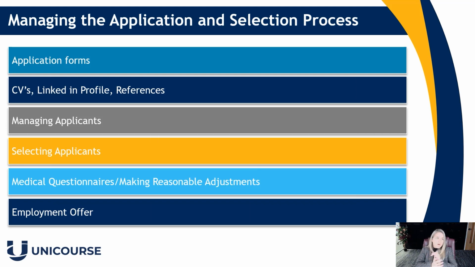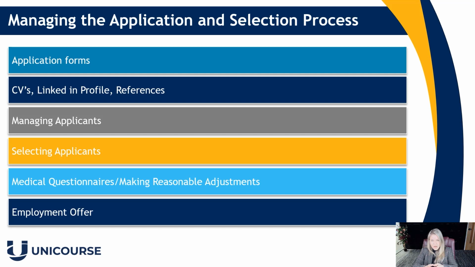So managing the application process, it's important to consider all of these things. The application forms, how you're going to narrow down the CVs, are you going to use places like LinkedIn or industry agencies? How are you going to go about sending emails out or phone calls to the people that are going to be providing references? At what point will you need them?